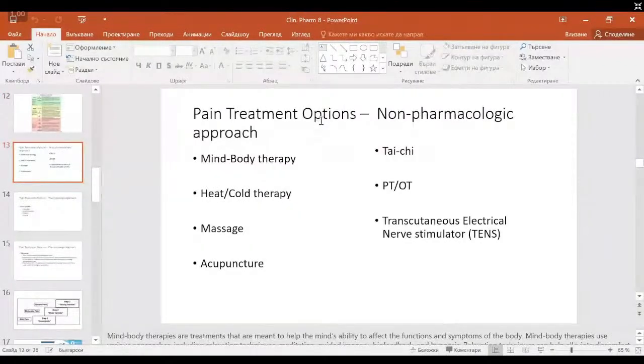In terms of treatment, of course, we have non-pharmacological approaches, including different types of mind-body therapy, massage, acupuncture, physical therapy, or even transcutaneous electrical nerve stimulator or TENS.